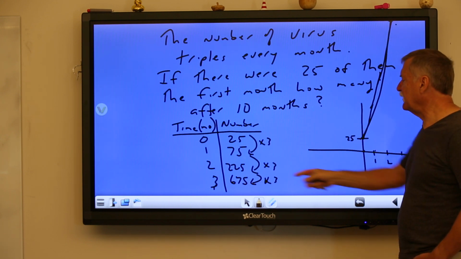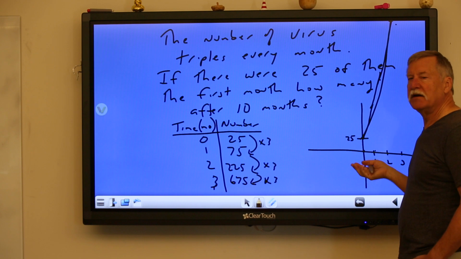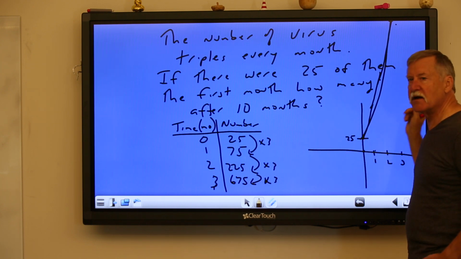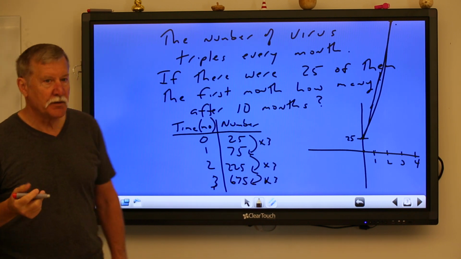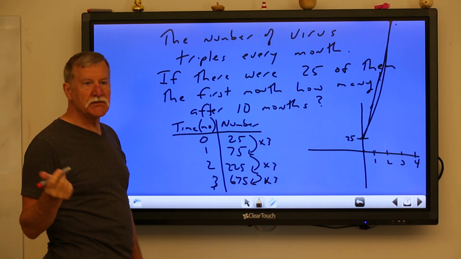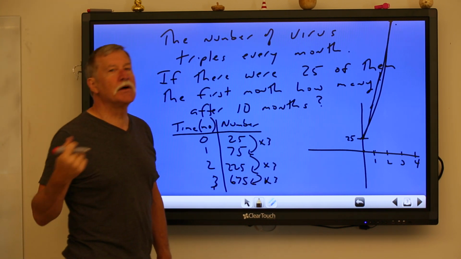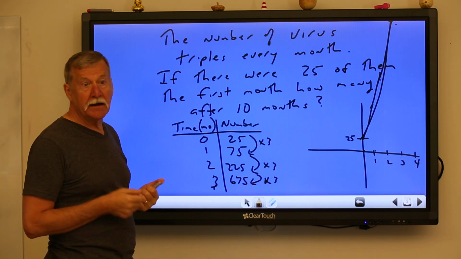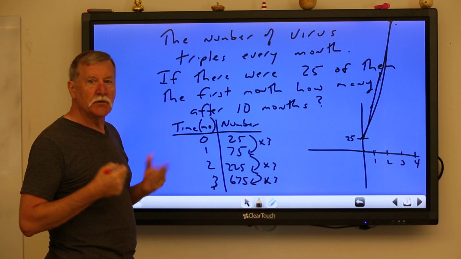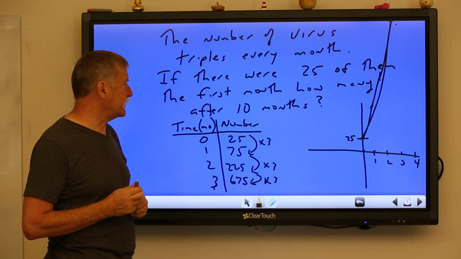As you can see, I mean, times 3 every month is not a linear thing. It does not form a straight line. It does not obey linear algebra. It forms a curve. And to deal with curves, we have to be able to deal with exponents, quadratics, and so forth, which is why I've put decay and exponential growth towards the end of our discussion of quadratics.